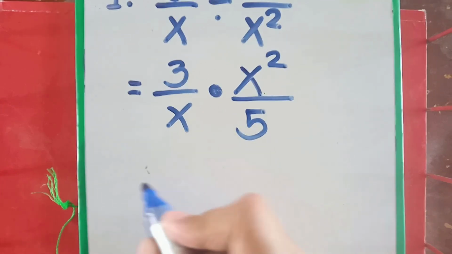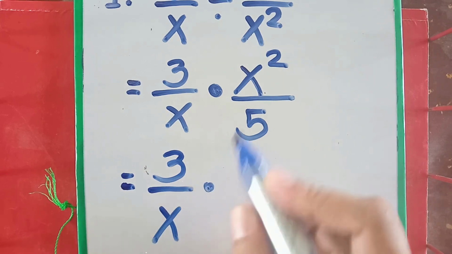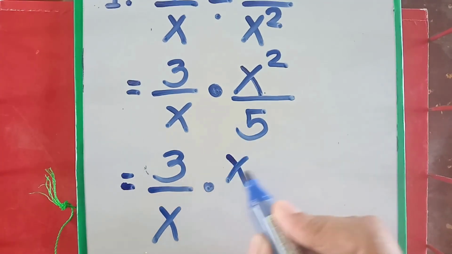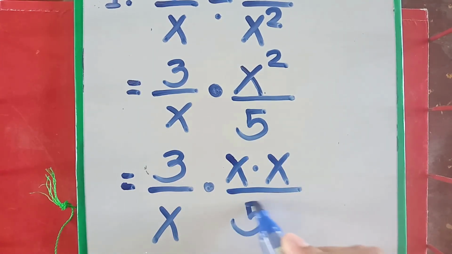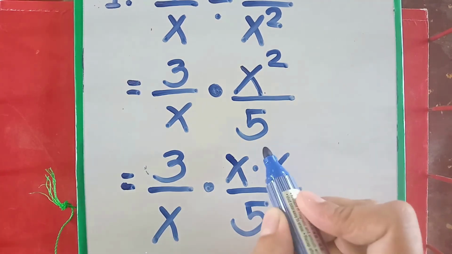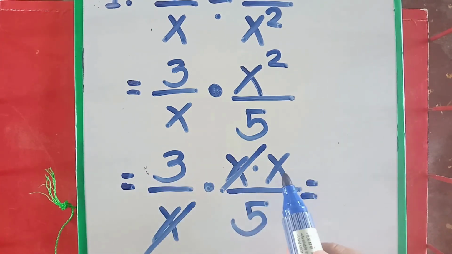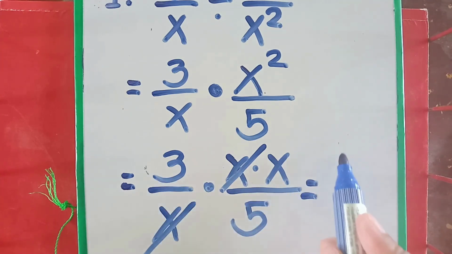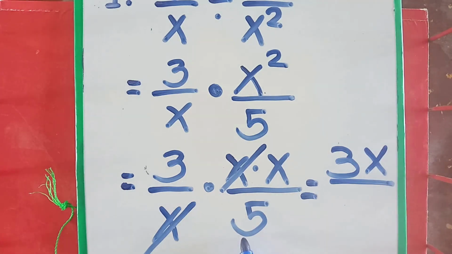Next step, so we can copy 3 over x times, so x squared can be factored as x times x over 5. And then cancel common factors, so we can cancel x here. And then the remaining factors in the numerator are 3 and x. So 3 times x is 3x over the remaining factor in the denominator, which is 5. So our answer, 3x over 5.